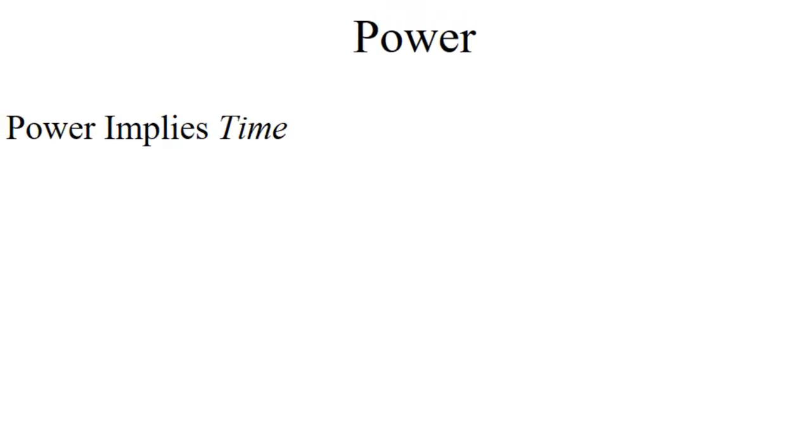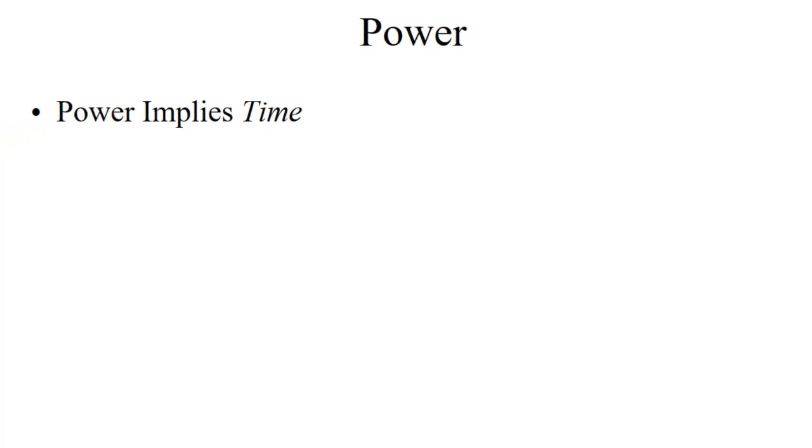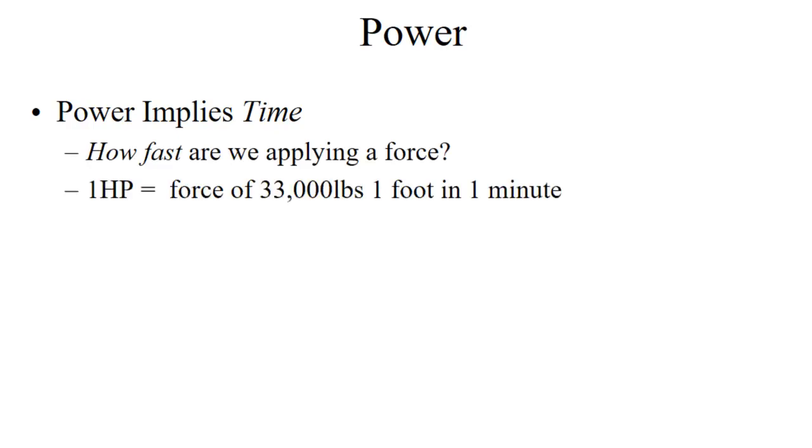Now that controls torque, but that's not quite power yet. So power always takes into account time. How fast are we applying a force? That's what power really is. 1 horsepower is defined as the force of 33,000 pounds over a distance of 1 foot in 1 minute. If you divide 33,000 by 60, you get 550. So a force of 550 pounds, 1 foot in 1 second, means exactly the same thing. It's still 1 horsepower, just using seconds instead of minutes.